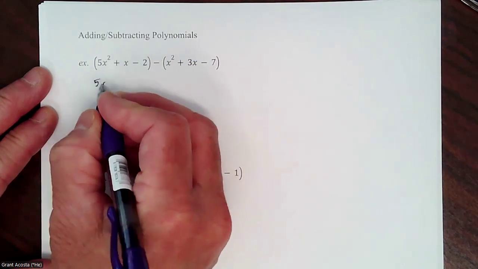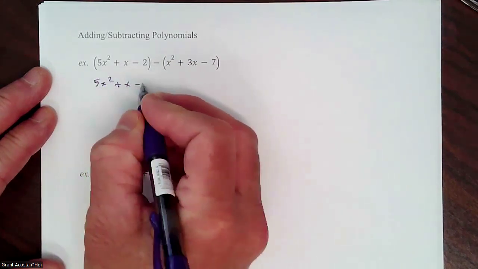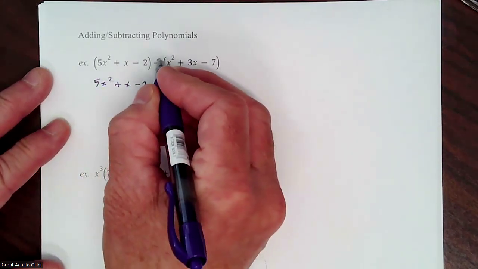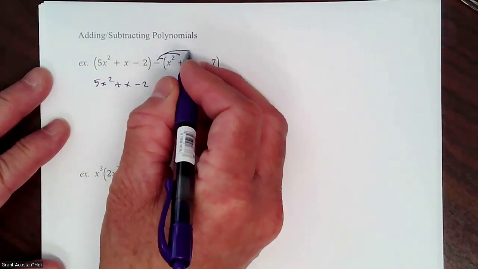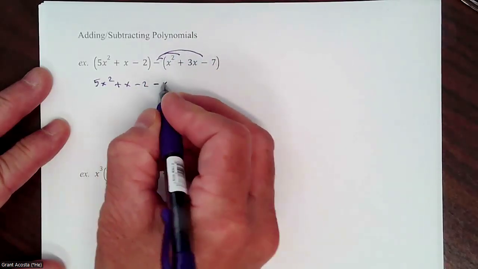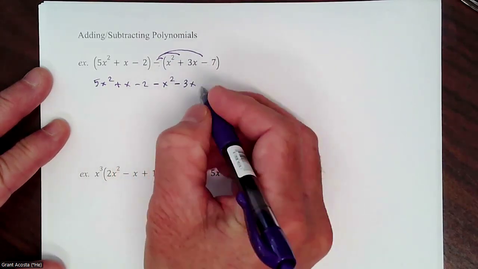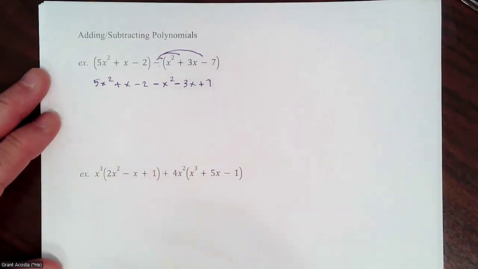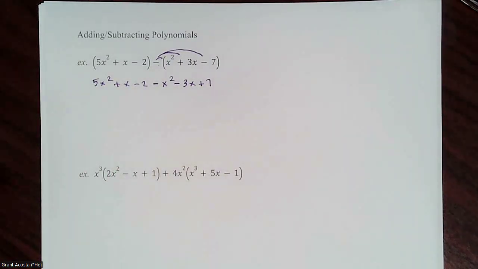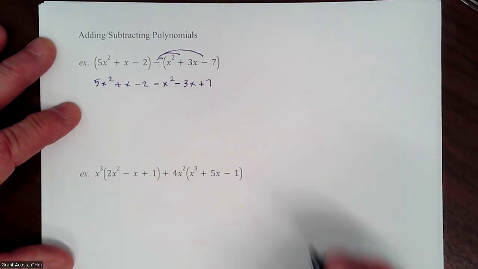So I would have 5x squared plus x minus 2. And if I distribute this negative sign, because I want to subtract all of those, it's minus x squared minus 3x. Negative times a -7 is plus 7. And then we talk about combining like terms.